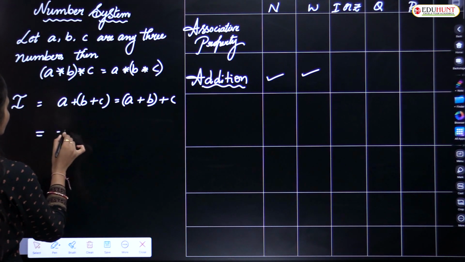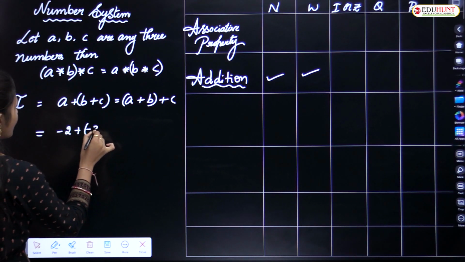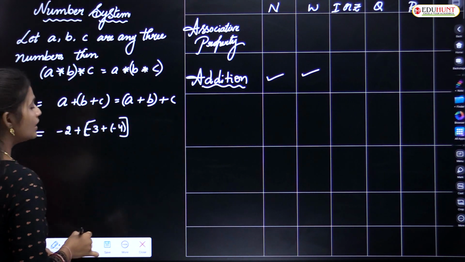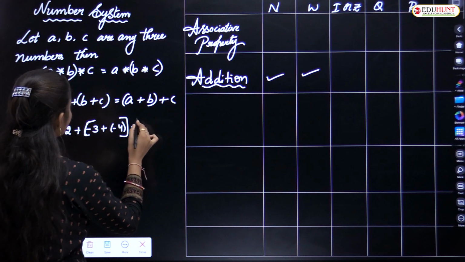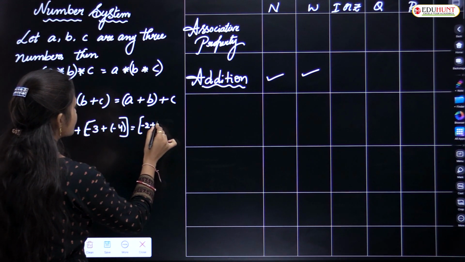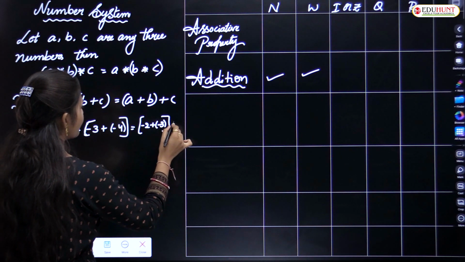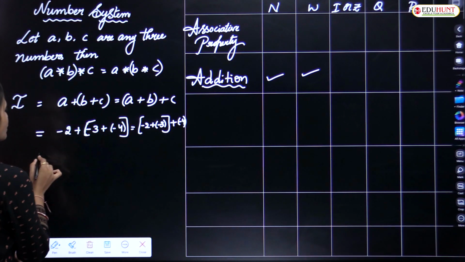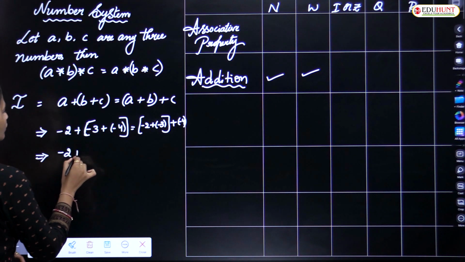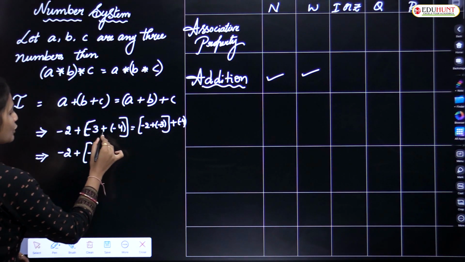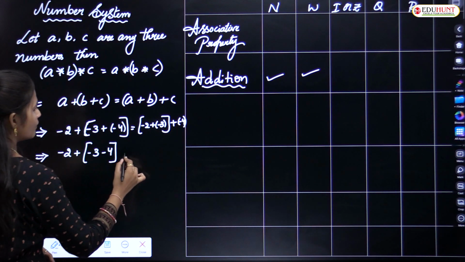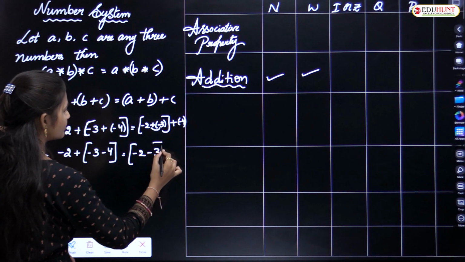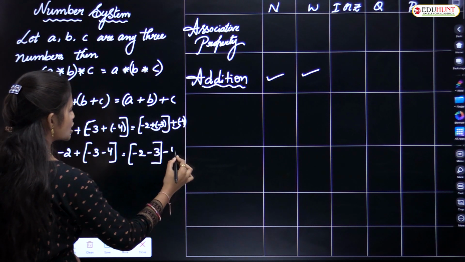So first one here I am going to take a as minus 2, plus minus 3, plus minus 4, okay? So I have taken negative values here. So a is equal to minus 2, b is equal to minus 3, c is equal to minus 4. So here minus 2 plus minus 3, plus minus 4, which is equal to minus 2 plus minus 3, again plus minus 4.